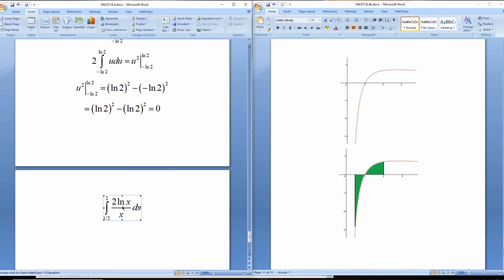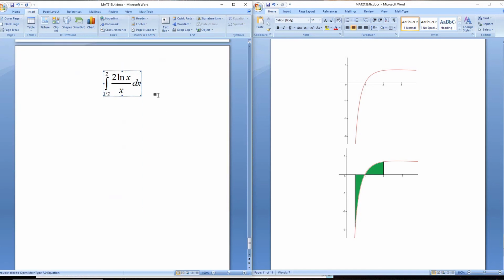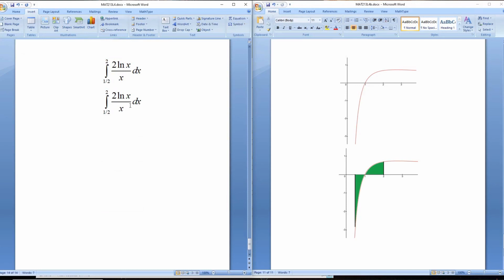So let's start back with our original integral. And remember, to figure out the physical area, we're going to force the negative area to be positive.